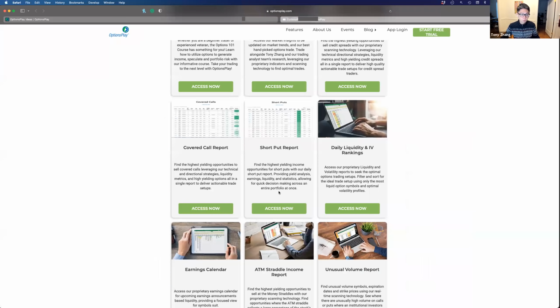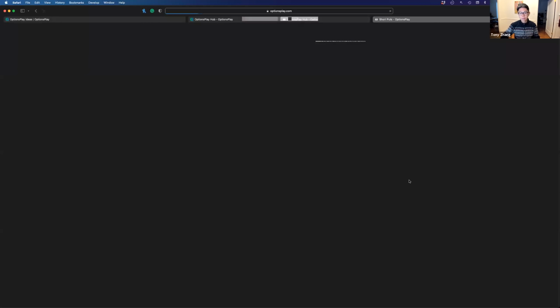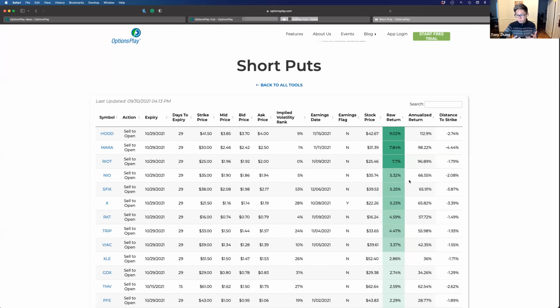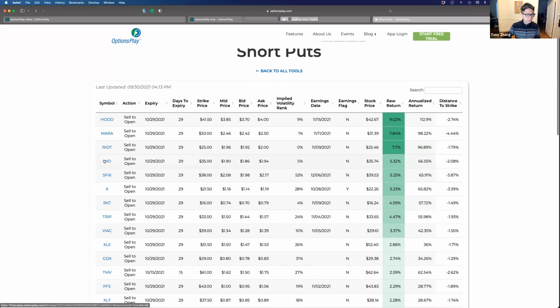And we do the same thing for short puts. Short puts are simply a very similar strategy, but for stocks that you want to own. So for example, if you want to look at buying NEO, if you sold the $35 put, you'll collect $1.90. That's a 5.3% discount on the stock purchase.